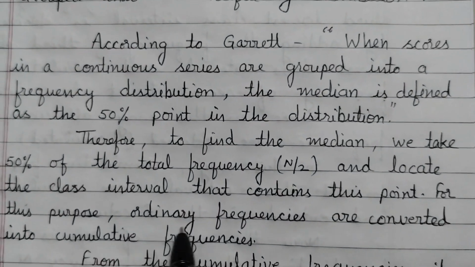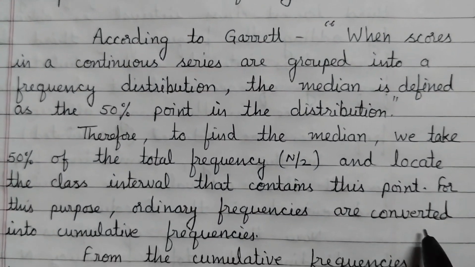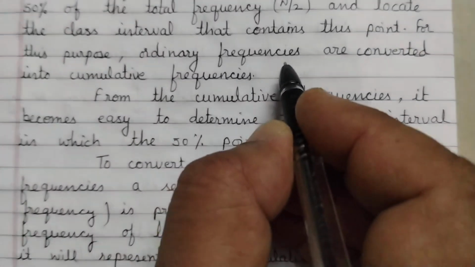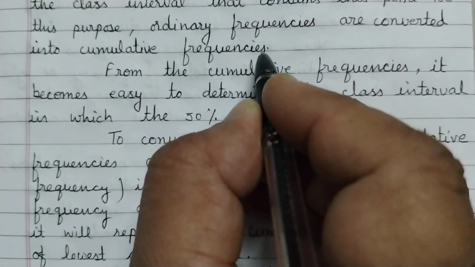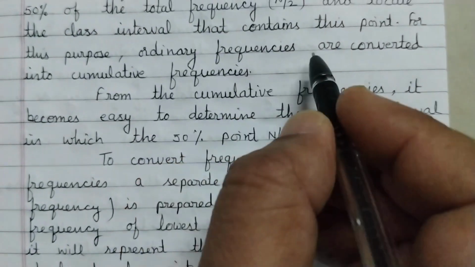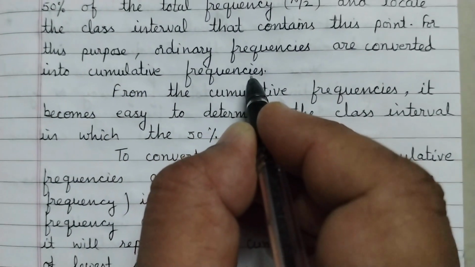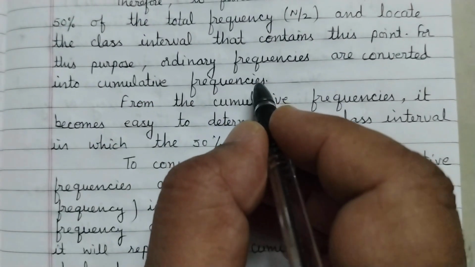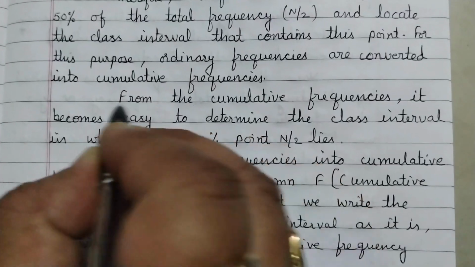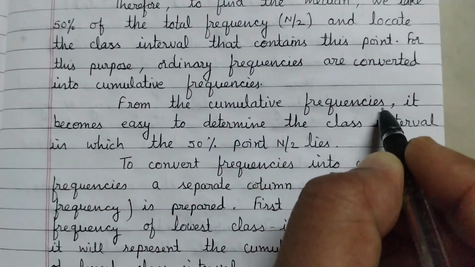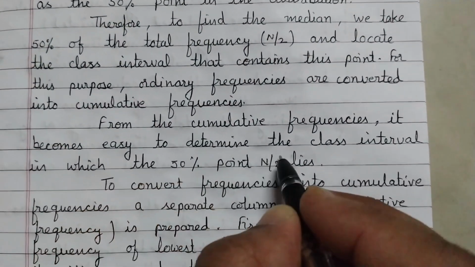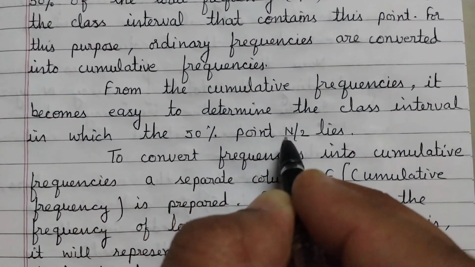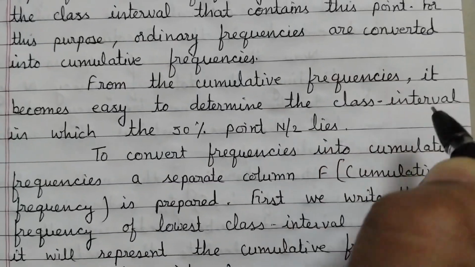For this purpose, ordinary frequencies are converted into cumulative frequencies. So the frequencies given in the question are to be converted into cumulative frequencies. Again, I will consider one example of how cumulative frequency is to be calculated. From the cumulative frequencies, it becomes easy to determine the class interval in which the 50% point, that is n by 2, lies.